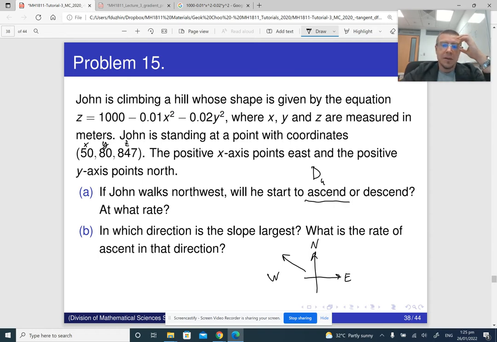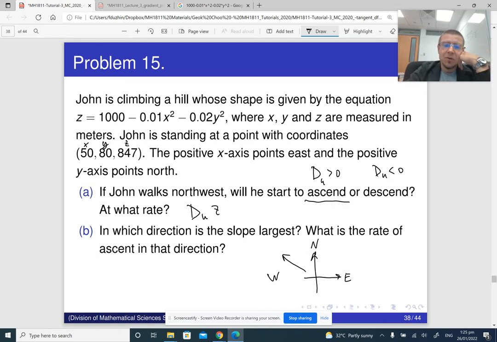The z of John's position is his height above the ground, right? So if it is increasing, it means that he is ascending. So ascend means that z is increasing, which means that its derivative is going to be positive, and descend means that the derivative is going to be negative. And at what rate? Here we just need to find the directional derivative of this z at the given point.